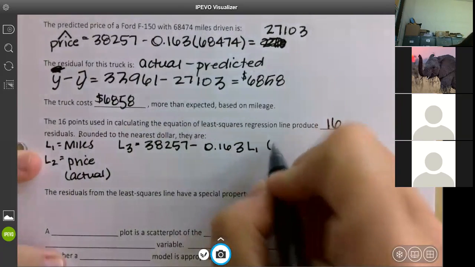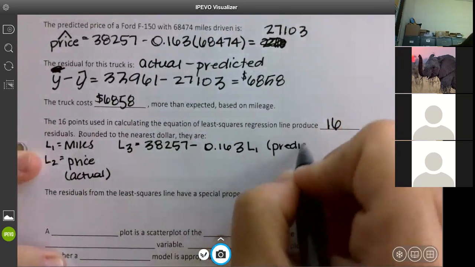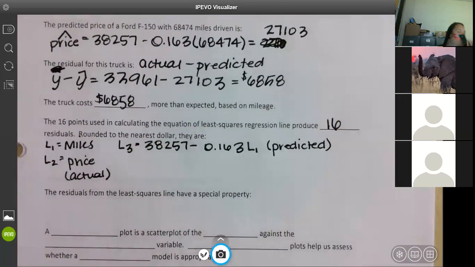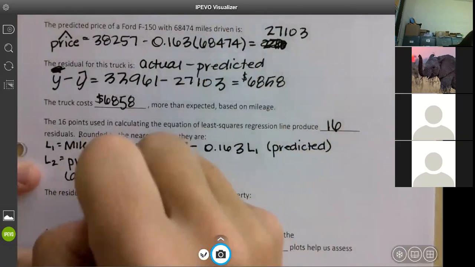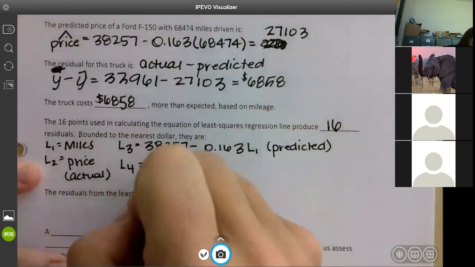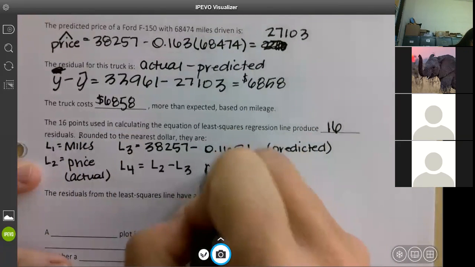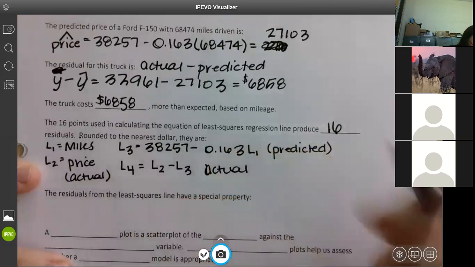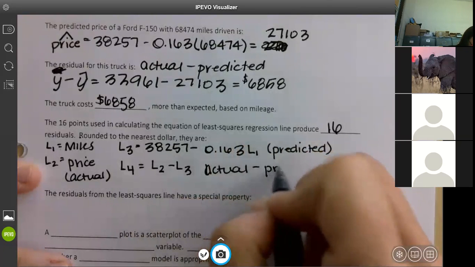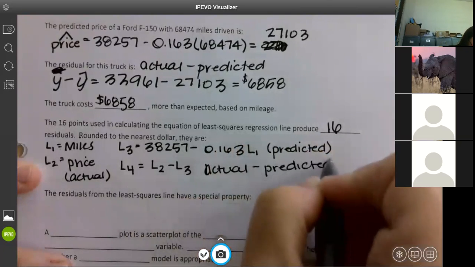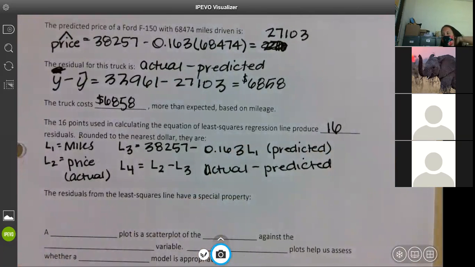Remember, this is your predicted value, and there's a reason I'm telling you that. So L2 is your actual. L3 will be your predicted values. And then in L4, you're going to put in L2 minus L3, because your actual came in L2 minus your predicted in L3. So you still have your data in, right? Into stat.